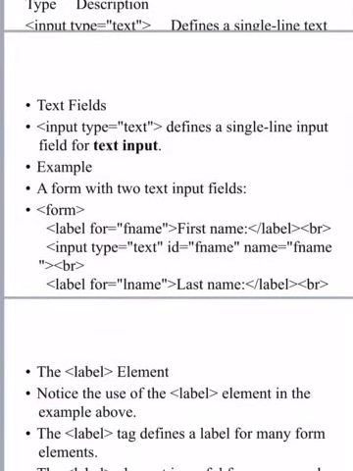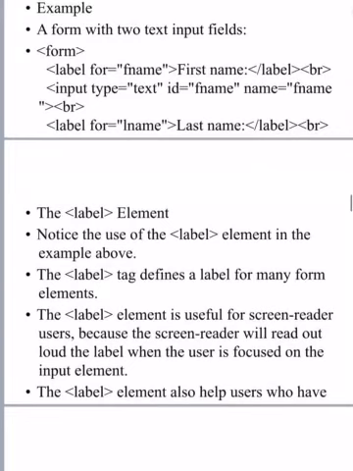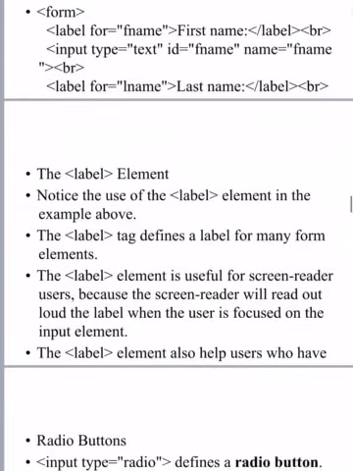Then label for is equal to lname, you'll get last name colon, then closing label, closing br. This label element, what actually this label element does, it notices the use of the label element in the example above.